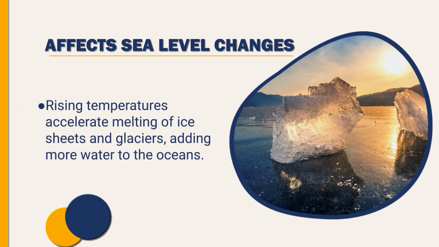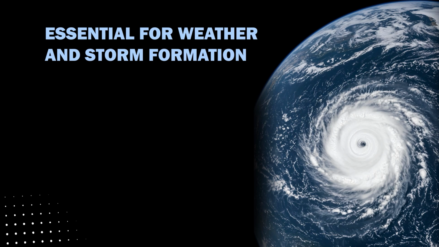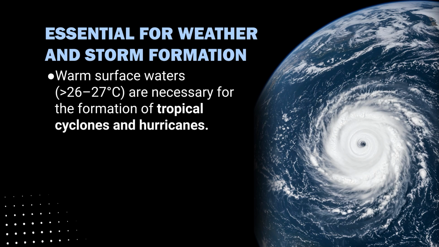The rising temperatures also accelerate the melting of ice sheets and glaciers, which adds more water to the ocean and thus changes the sea level. Temperature is also essential for weather and storm formation. You must have read in climatology that warm surface waters greater than 26 to 27 degrees centigrade are necessary for the formation of tropical cyclones and hurricanes.